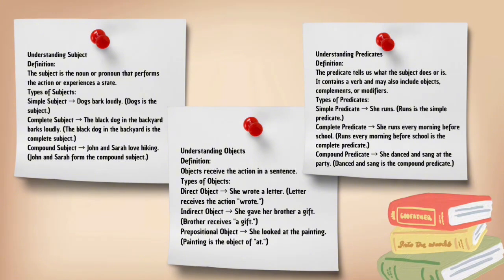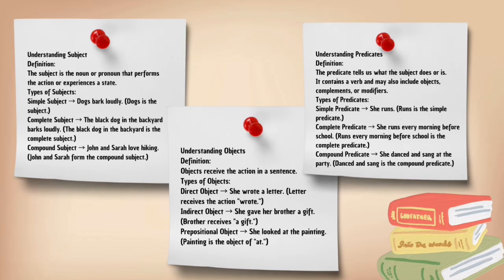Sleeps on the sofa is the predicate. Another example, my parents bought a new car yesterday. What is happening? Bought a new car yesterday is the predicate. Objects. The object is the part of the sentence that receives the action of the verb. It can be a noun, pronoun, or noun phrase. There are three types of objects: direct objects, indirect objects, and prepositional objects.